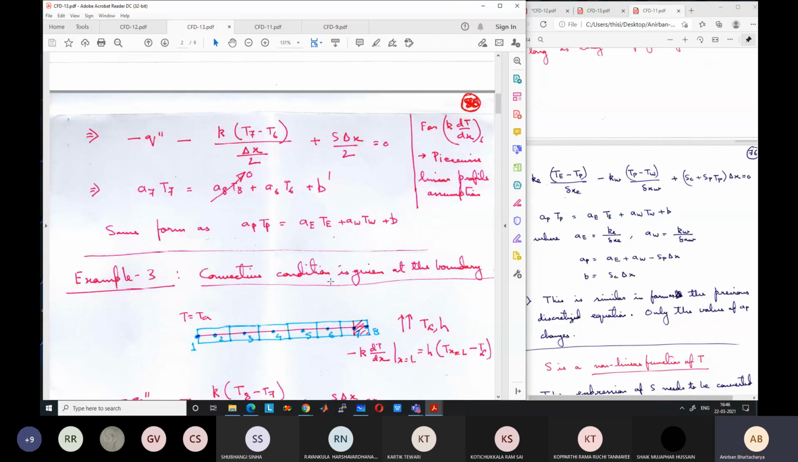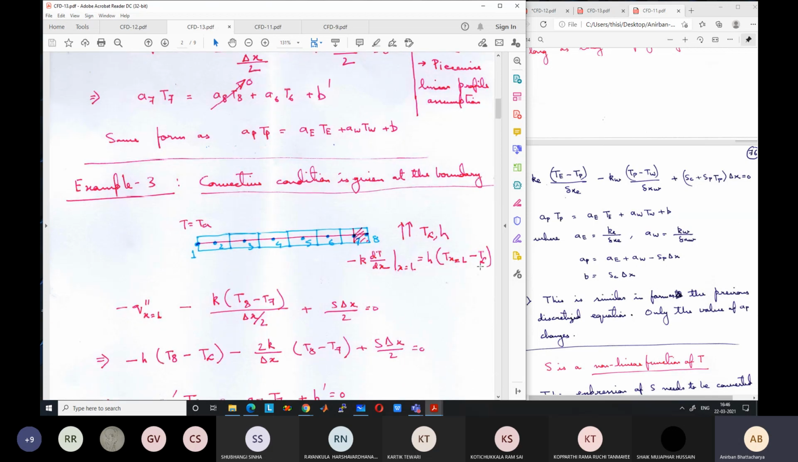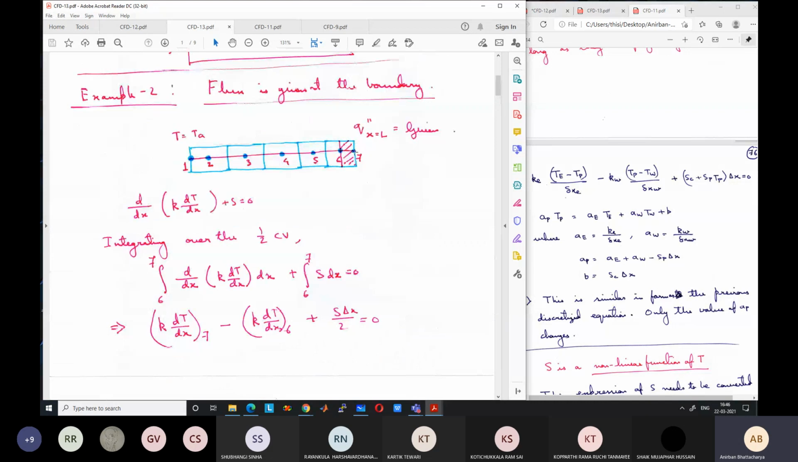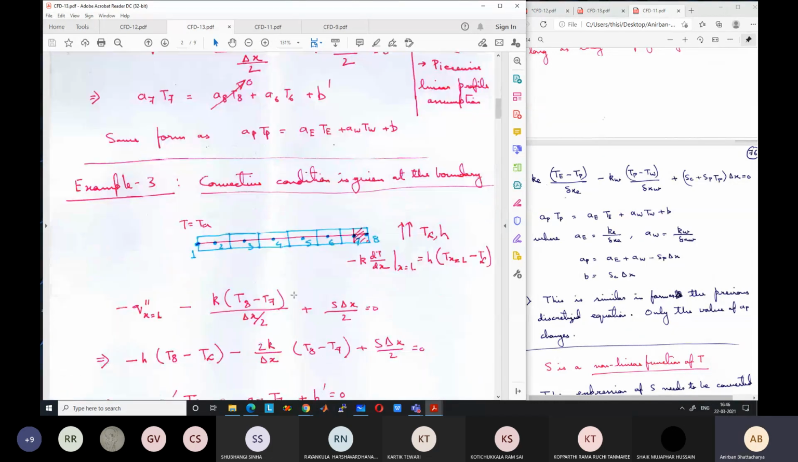Example 2, Q dash was given to us, right? Directly we could replace it. In this case, when we replace it in terms of h(T_x minus T infinity), T_x at L minus T infinity, one more unknown T will be there. T at this grid point. So this will also become part of the coefficient AP. So that's why the coefficient AP will have a different form.